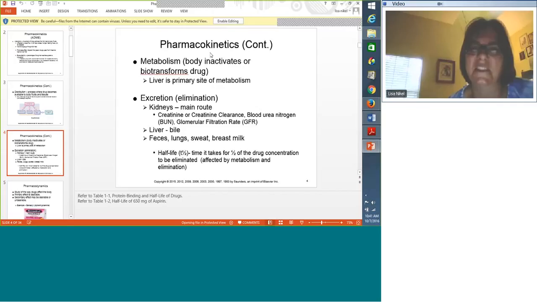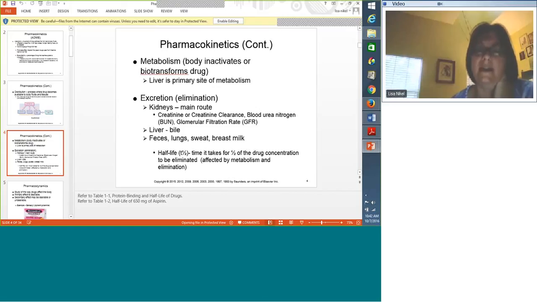Excretion, which is the final phase of the pharmacokinetics that we're going to talk about, is also called elimination. The kidneys are the main route of elimination. However, you can also have drugs eliminated through the bile of the liver, the stool or feces, the lungs, exhaling it, breathing it out, sweat, or breast milk.